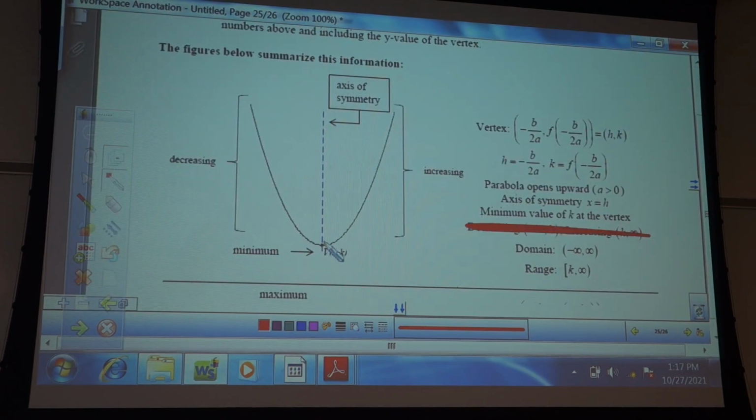So you'll see here's my vertex, right? I have negative b over 2a, and then whatever I throw in there, whatever I get there, that's my h comma k. So my vertex is my h comma k. It opens upwards. The axis of symmetry is x equals h. My domain is all the numbers. My range goes from k to positive infinity.